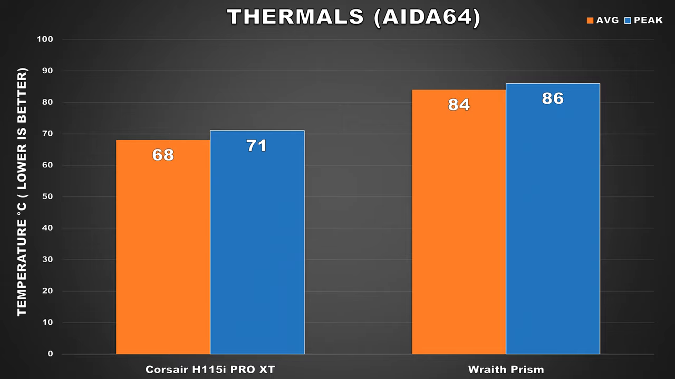Our Wraith Prism, on the other hand, is running much hotter. With an average CPU temp of around 84 degrees Celsius, that's a 24% increase, so a drastic difference. This kind of heavy workload shows the benefits of using a high-end cooling solution, such as an AIO.